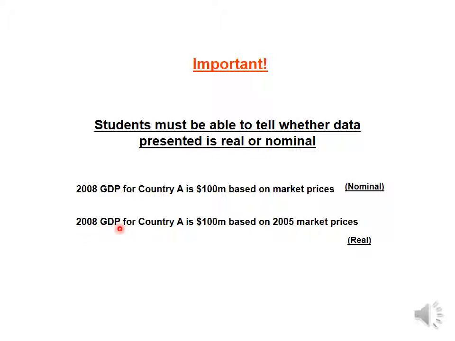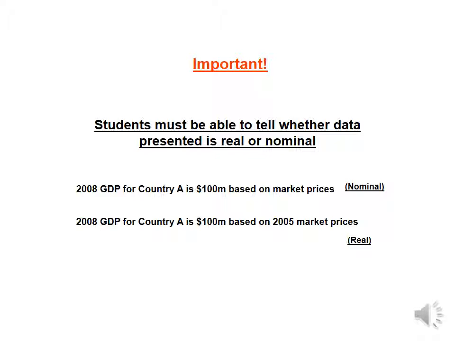2008 GDP based on 2005 market prices is based on an earlier year. So this is real. Based on the same year prices is nominal. Now you must look out for what the question tells you, whether it's nominal or real. Then you will know what to do with the data.